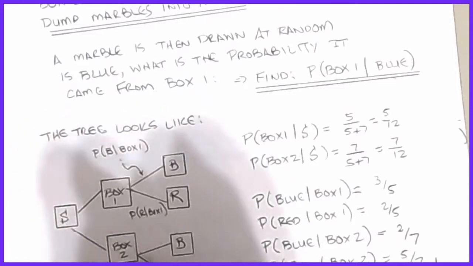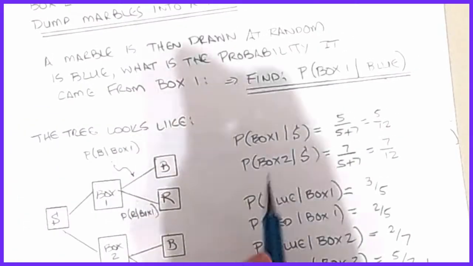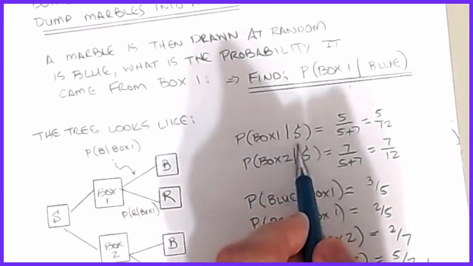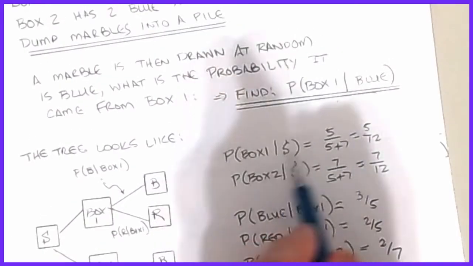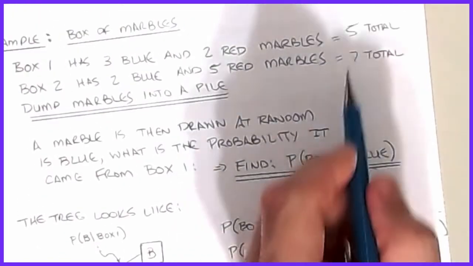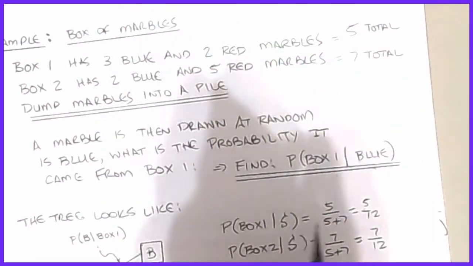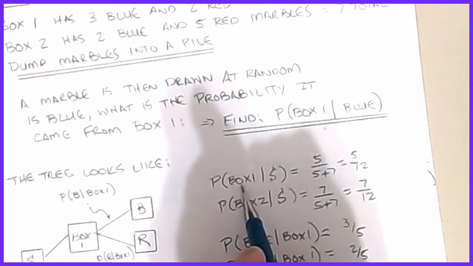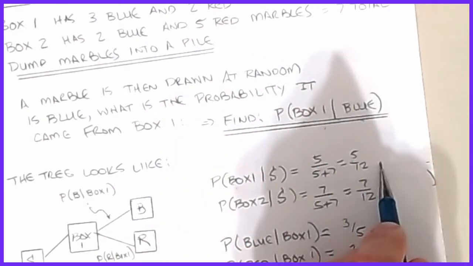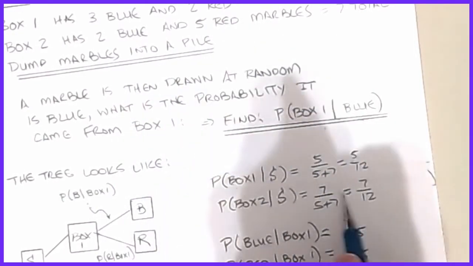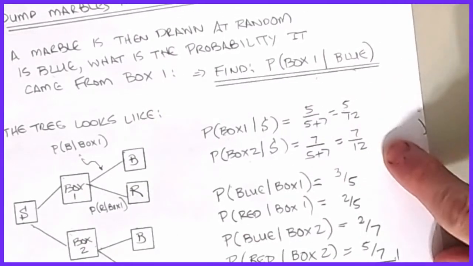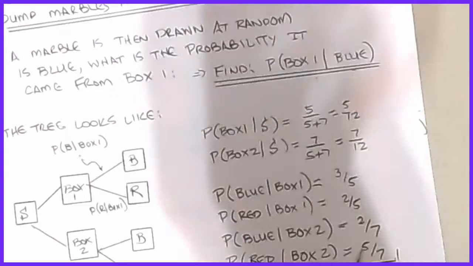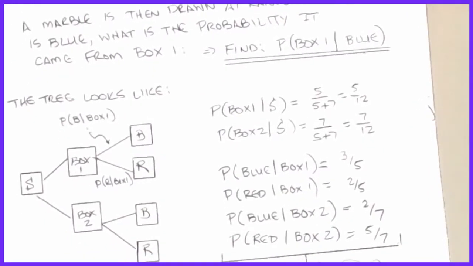Now, calculating these is very, very easy. If I want the probability of box 1 in the sample space, I had 5 marbles in box 1, and I have 12 total in the entire sample space. So the probability that it came from box 1 is 5 out of 12. And likewise, the probability of box 2 is 7 out of 12. And again, this term plus this term is 1.0. So that's our total probability at work for us.